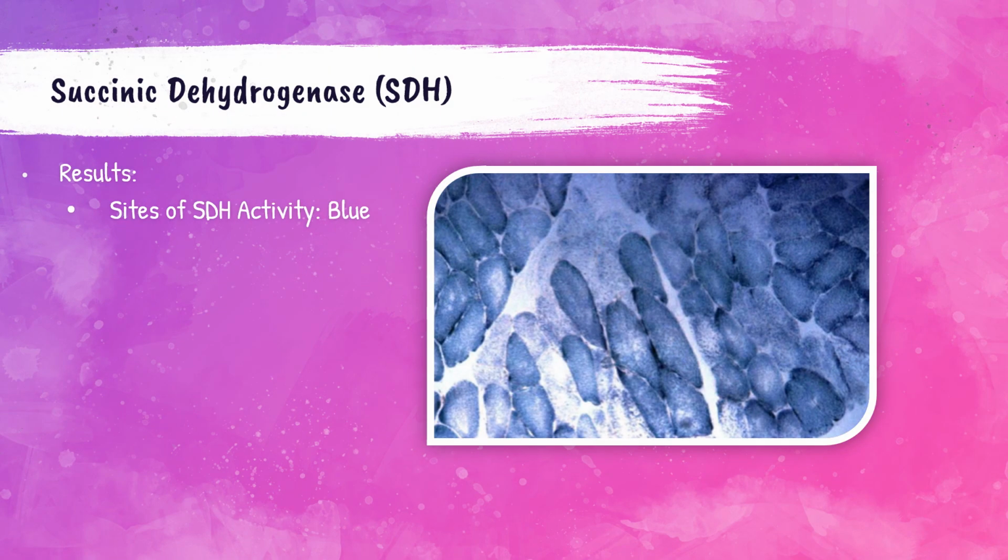When correctly stained with this technique, sites of SDH activity will be blue. The photo on the right-hand side shows a frozen section of normal muscle tissue using the SDH reaction. Type 1 fibers are dark, and type 2 fibers are light here. Only mitochondria show a positive reaction with this technique.